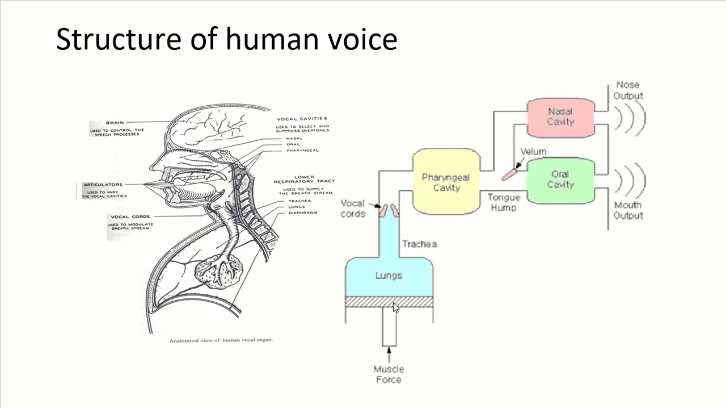Now the structure of human voice. There will be muscle force that will create waves in the lungs, and then these will pass through the vocal cords to the pharyngeal cavity. Then it will get divided into two, the oral cavity and the nasal cavity. So the voice would be generated with both nose output and mouth output.